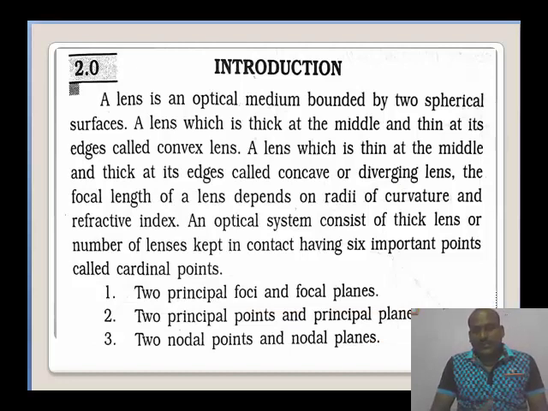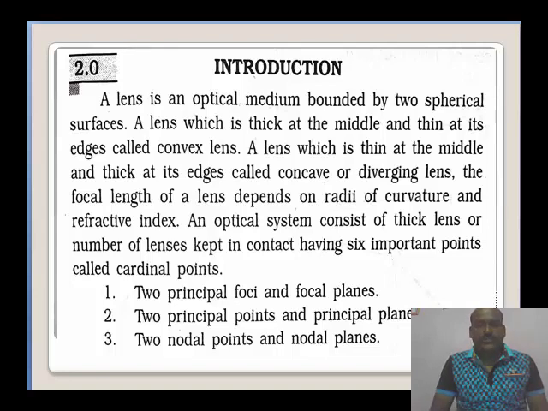Introduction: a lens is an optical medium bounded by two spherical surfaces. A lens which is thick at the middle and thin at the edge, as already discussed, is a convex lens. A lens which is thin at the middle and thick at the edge is a concave, diverging lens. The focal length of the lens depends on the refractive index and the radius of curvature. The distance between the optical center and the center of curvature is the radius of curvature.